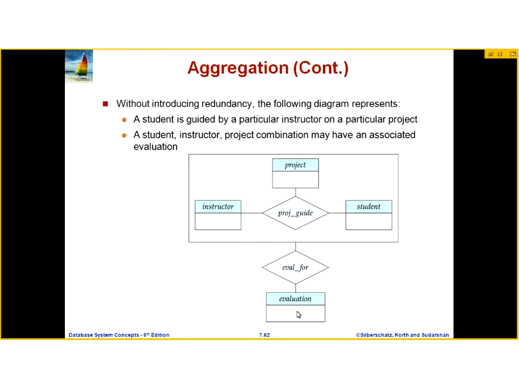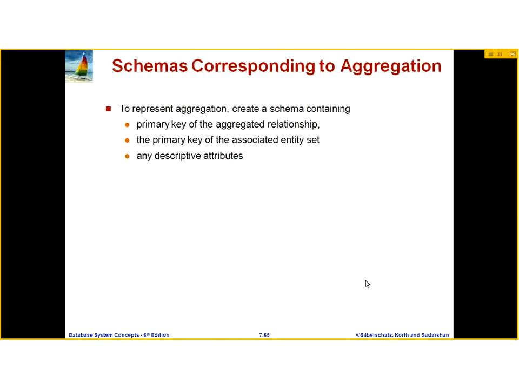The following diagram represents a student guided by a particular instructor on a particular project. A student, instructor, and project combination may have an associated evaluation. So all three are merged over here, project, instructor, and student, and they are placed in a box, and then they have an eval for relationship and then an evaluation entity.